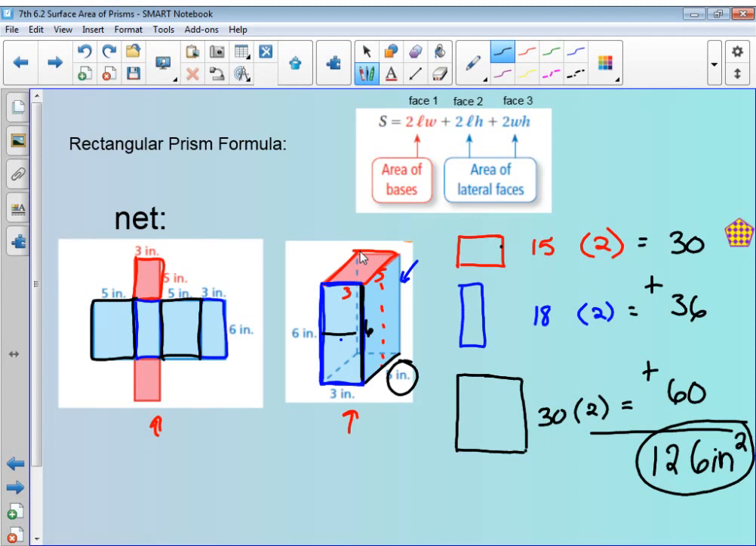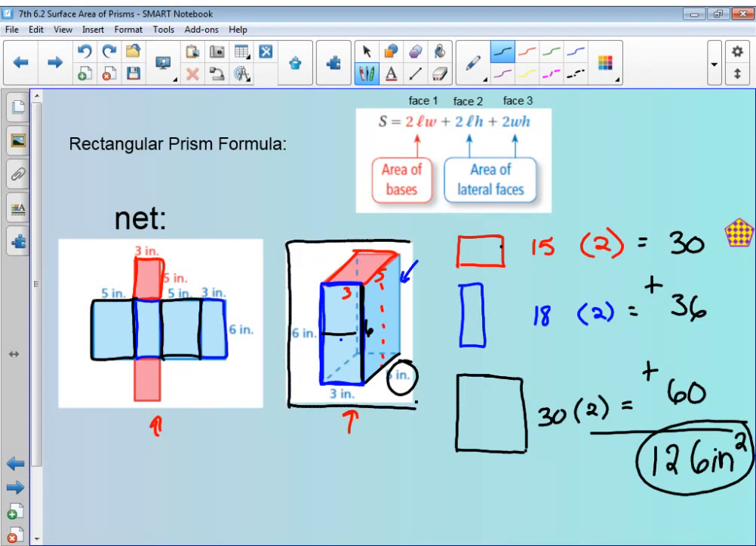Now you're going to have to decide as you move on with these lessons, do you really need the net? I mean, I want you to be introduced to the net and understand how it breaks down. Some of you are going to need that so that you can see each and every single part separated out. And some of you are going to be able to go ahead and look at the 3 faces that you can see off of this 3-dimensional drawing.